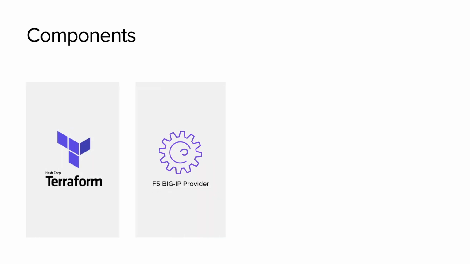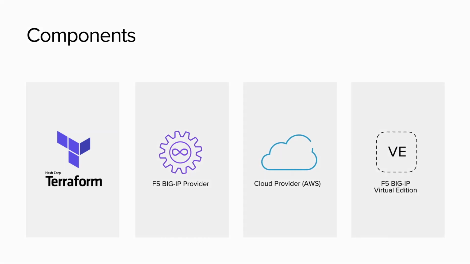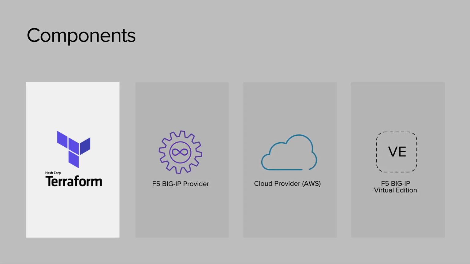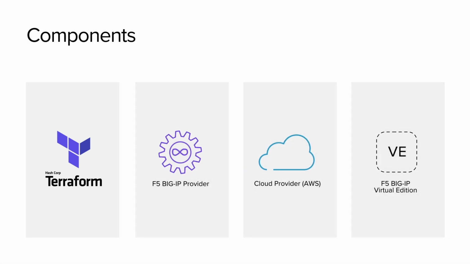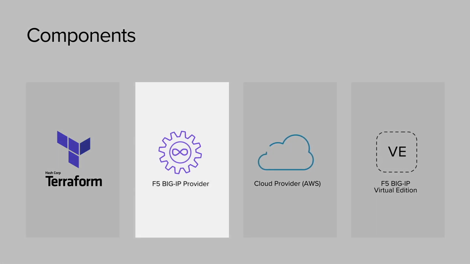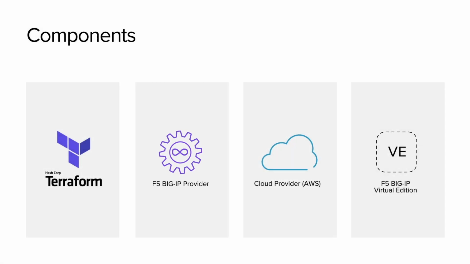There are four different components we are using in this demonstration: Terraform, F5 Big IP Provider for Terraform, AWS, and Big IP Virtual Edition. Terraform is an infrastructure provisioning tool by HashiCorp. The F5 Big IP Provider for Terraform, developed by F5, has resources to configure application services and health monitors on Big IP imperatively. It supports configuring app services definitions declaratively using one of the F5 automation toolchain extensions called AS3.